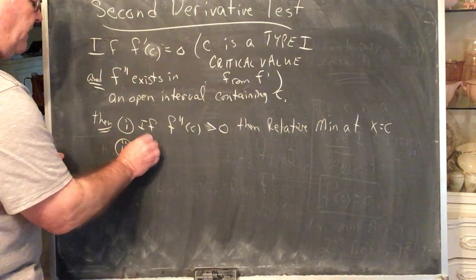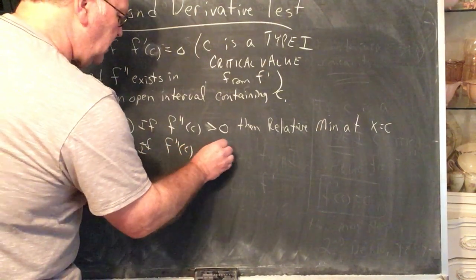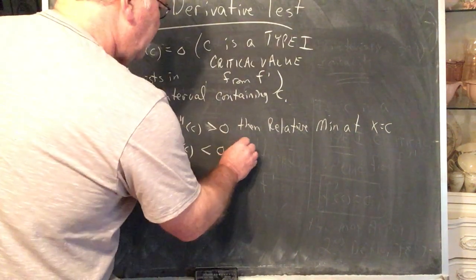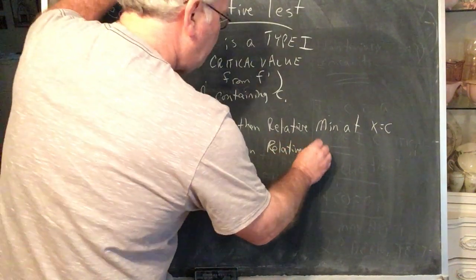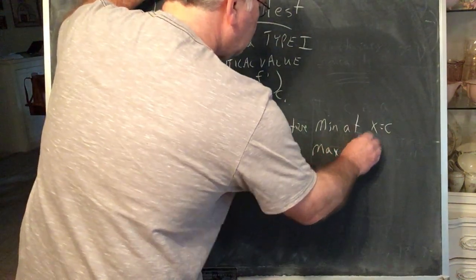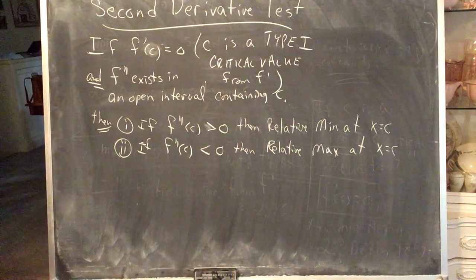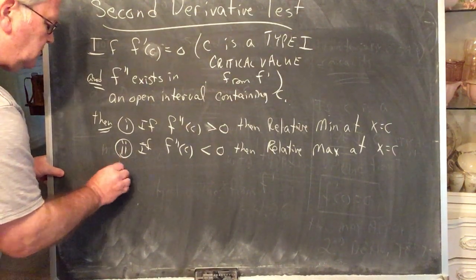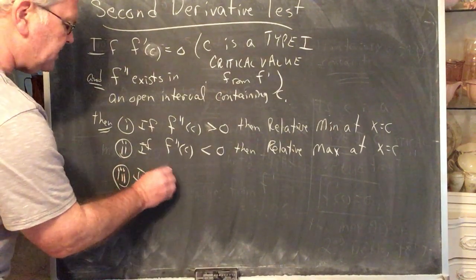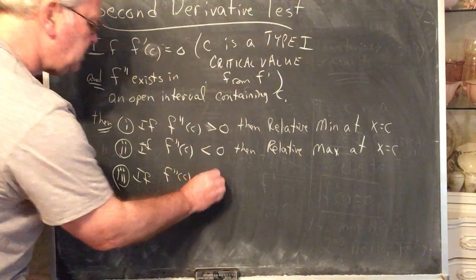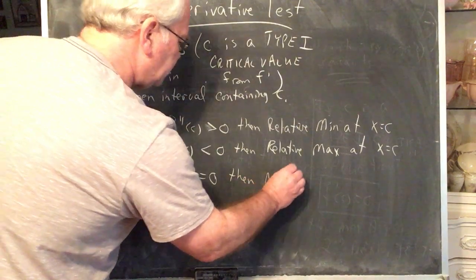Second scenario, if the second derivative evaluated at c is less than 0, then there is a relative maximum at x equals c. And then the third scenario, well, if you're not greater than, you're not less than, there's one other scenario. That's if the second derivative at c is equal to 0. Then there is no information.